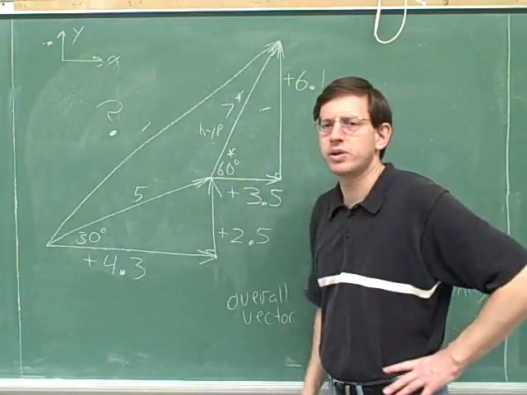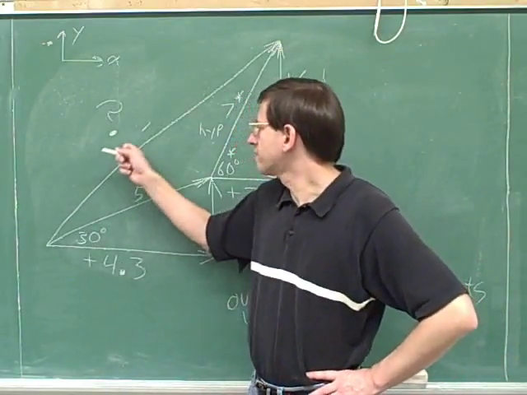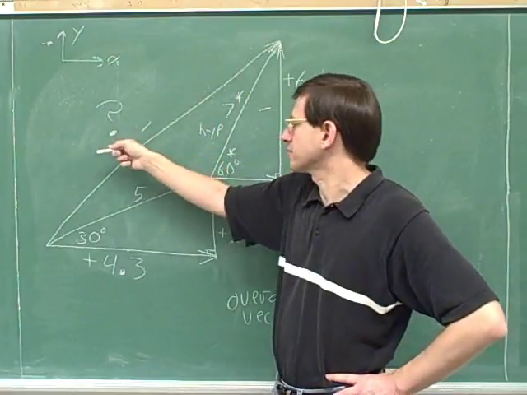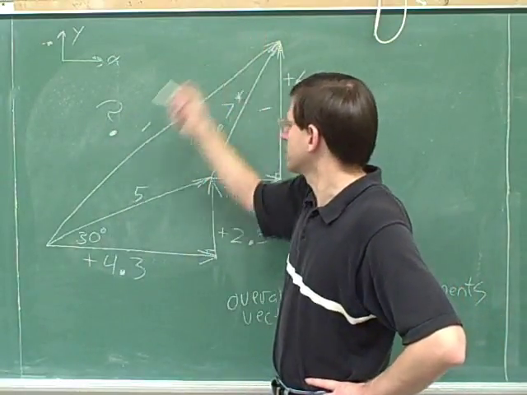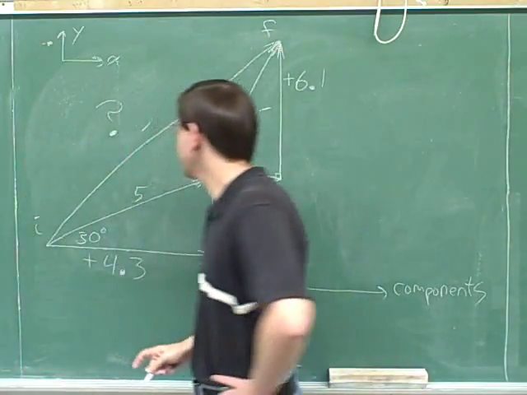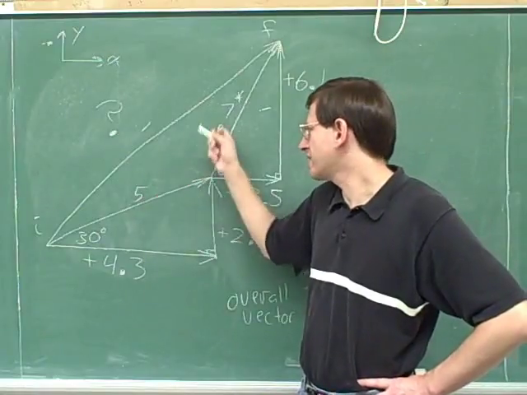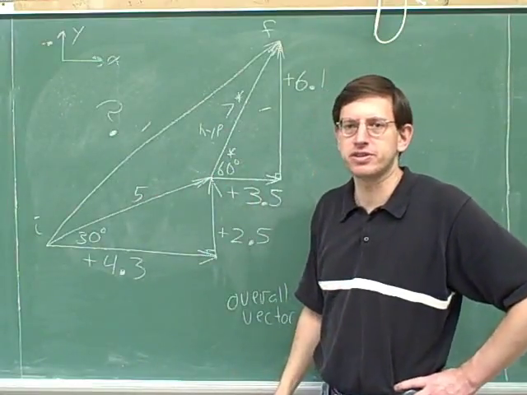Why did we want to know the components in the first place? Well, remember what we're trying to figure out is the overall length of this displacement vector here. How far is our final position from our initial position is what we want to know. And remember, we couldn't just add the 5 and the 7 and get 12, because the 5 and the 7 represent vectors that are pointing in different directions.